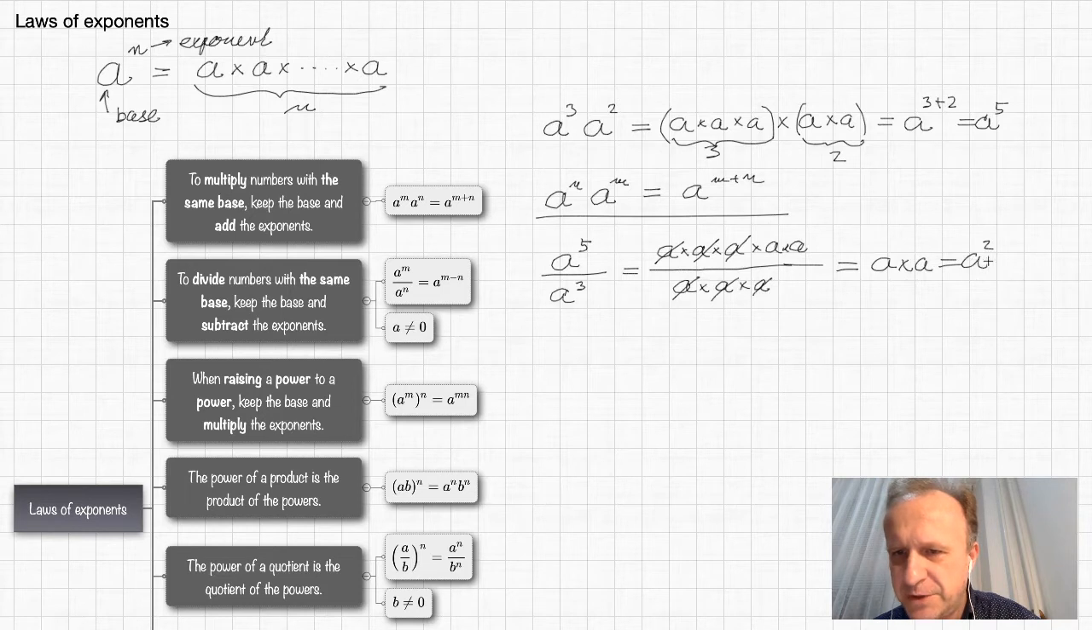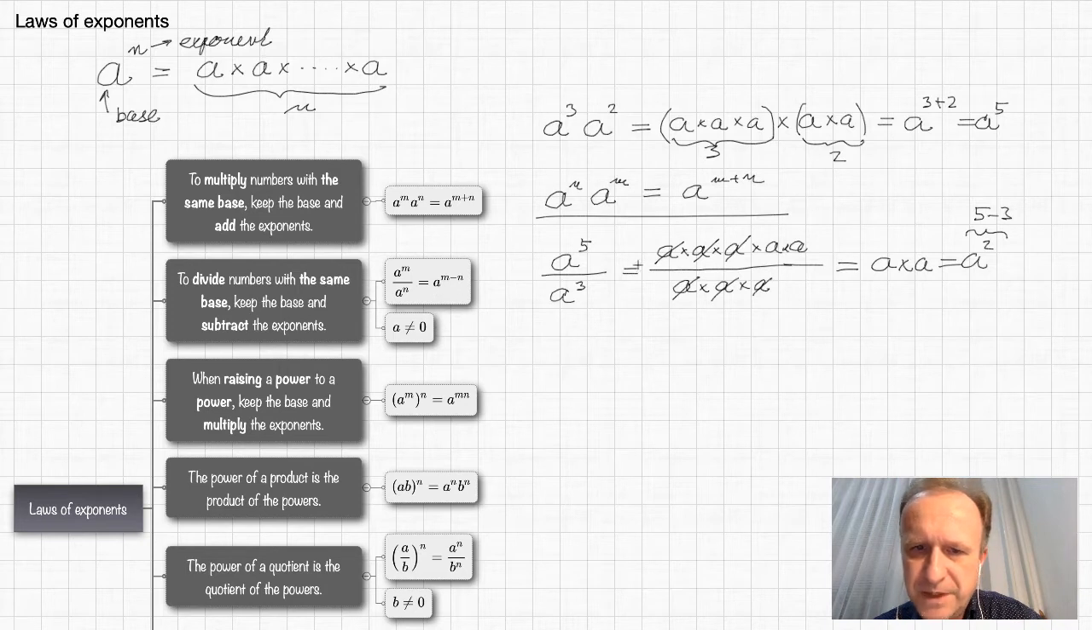But this number 2 here can be understood easily. It's 5 factors of a minus 3 factors of a. So it's 5 minus 3. So this number here is 5 minus 3. Okay? So this is exactly the law that we are trying to prove, that a to the power of m divided by a to the power of n is a to the power of m minus n.